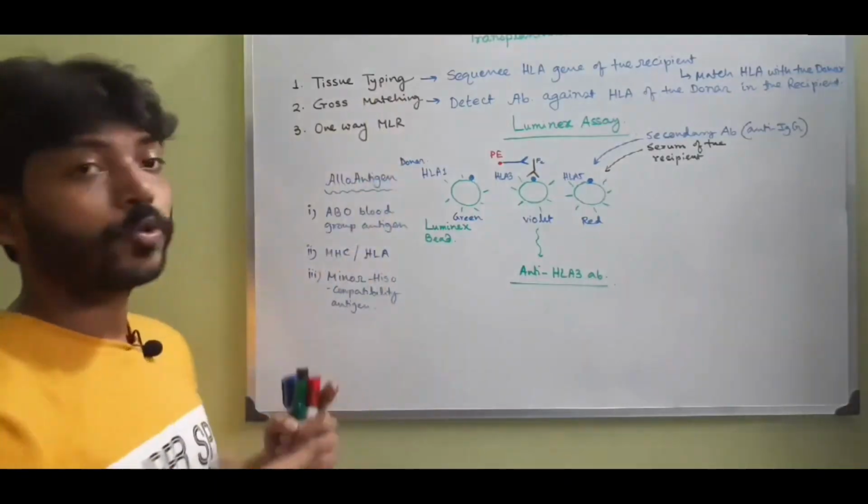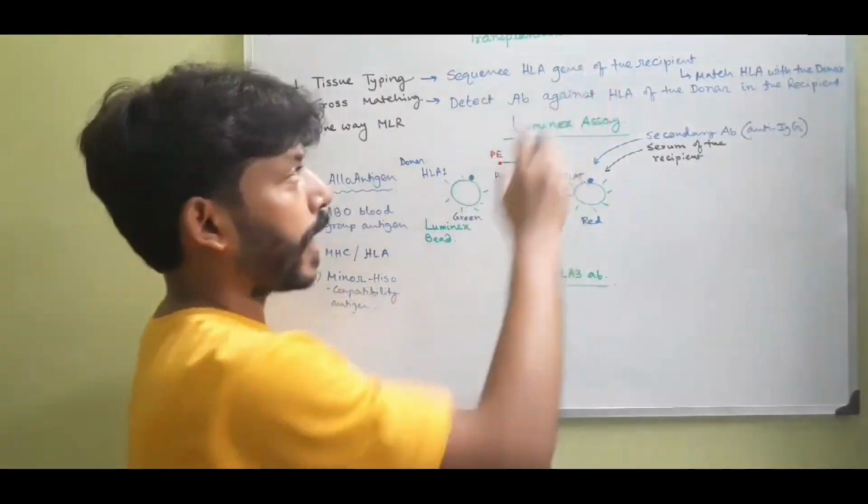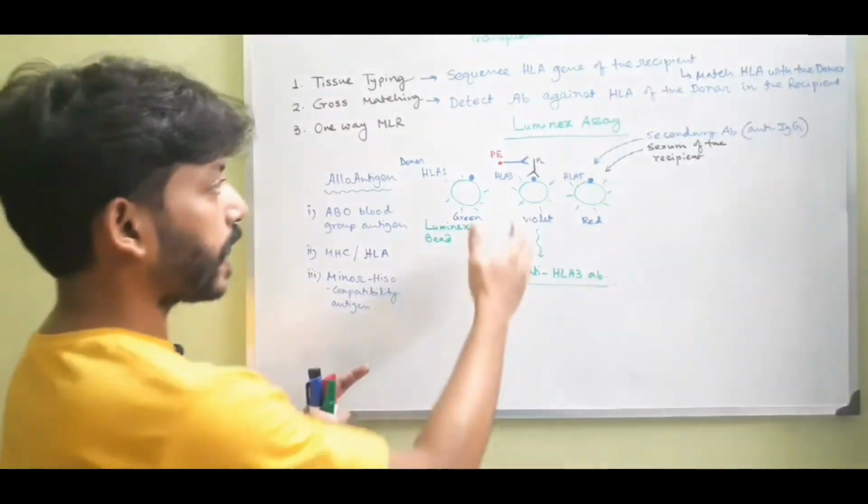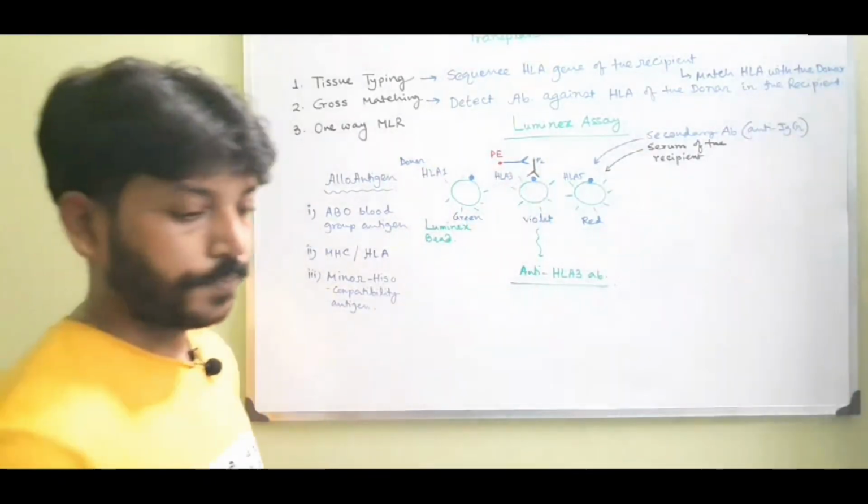The first experiment is tissue typing. In this case, direct HLA matching is performed. Okay, and in the second case, antibodies are detected.